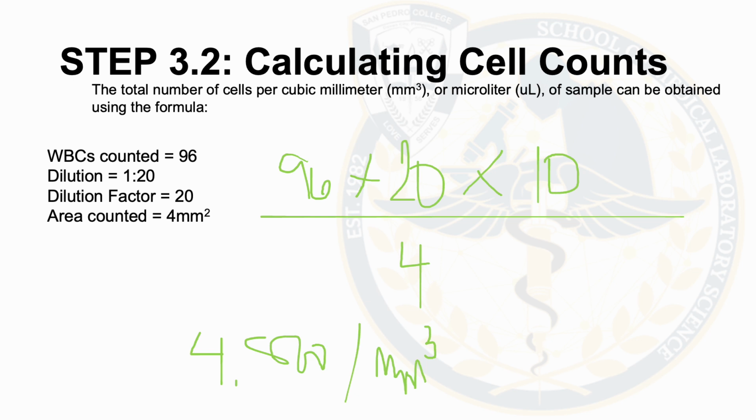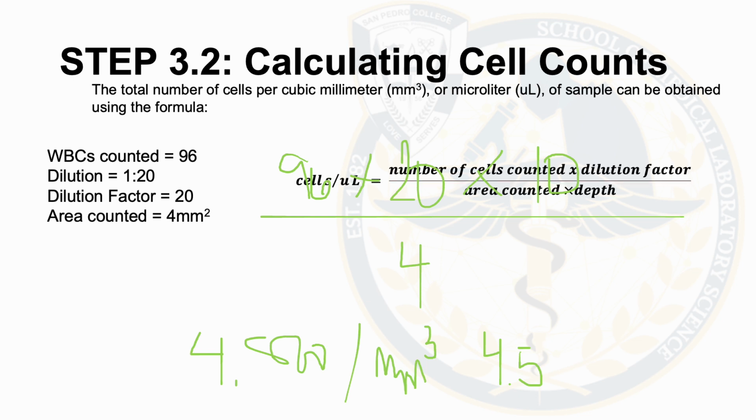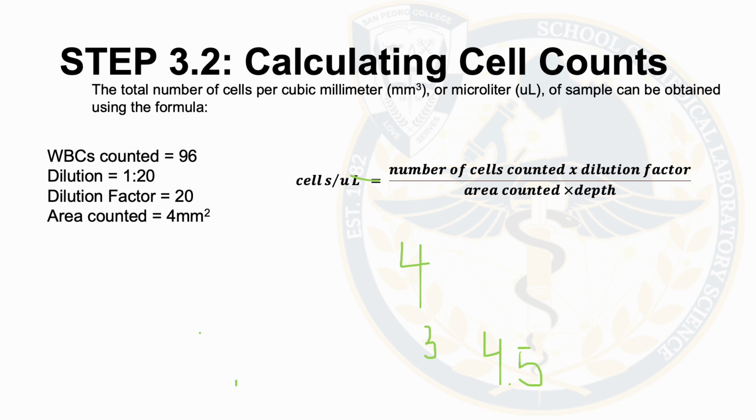Or if you convert this into microliter, that's 4.8. Remember, the normal value for WBC is between around 4 to 10. So, our patient's WBC count is just right. There is a formula or solution, so let's show it.